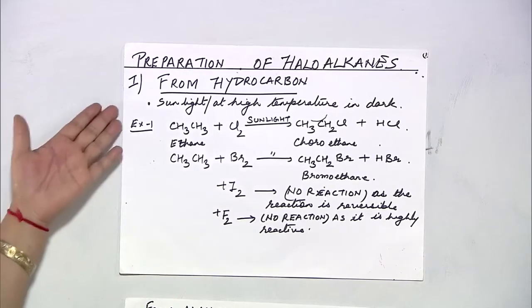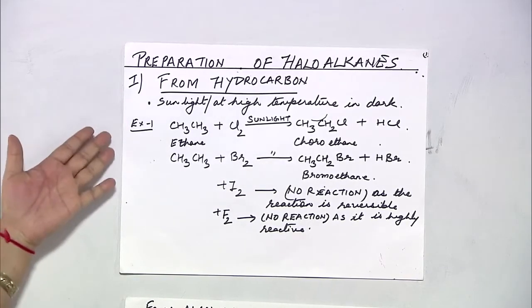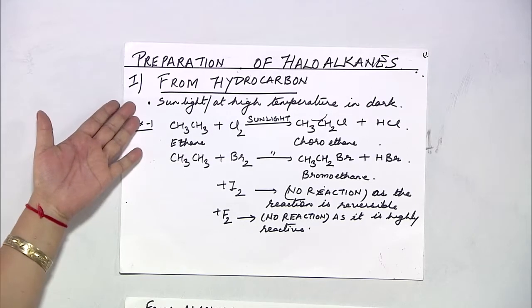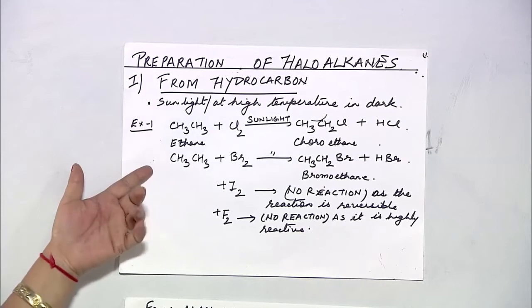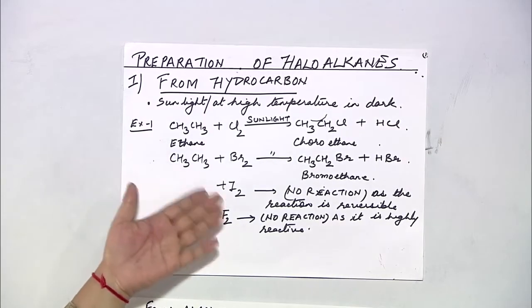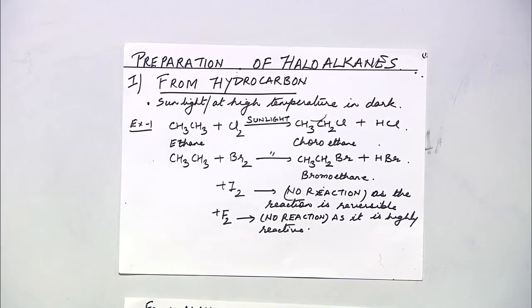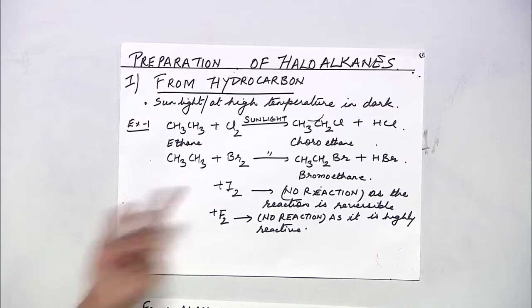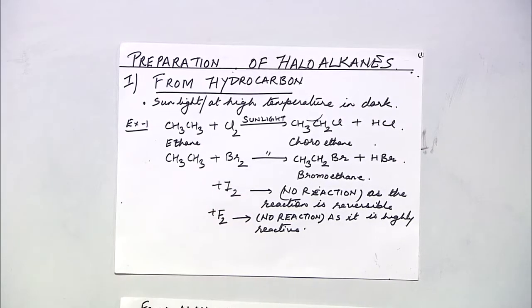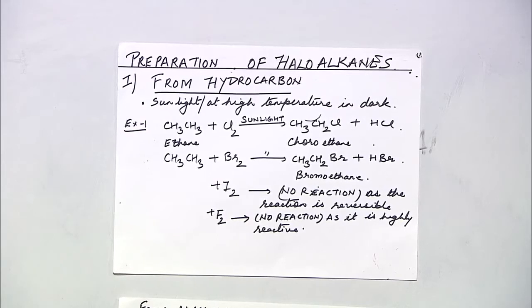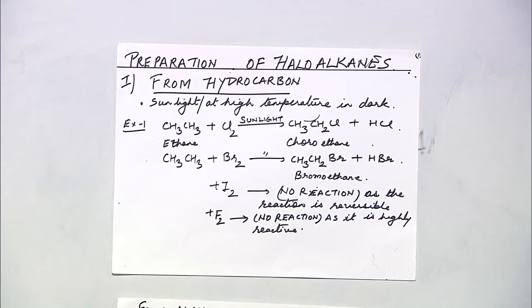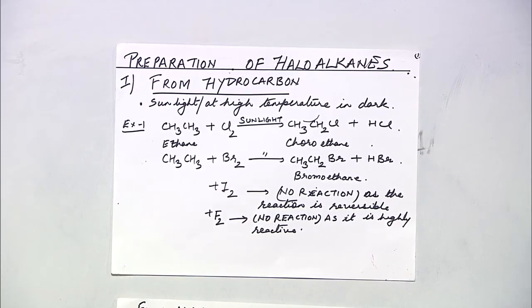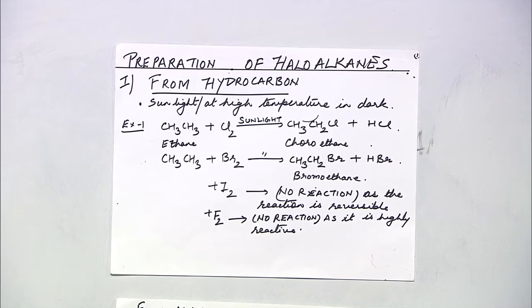Let us learn about the preparation of haloalkanes and haloarenes. As you can see from here, we can prepare haloalkanes from hydrocarbons. Here I have taken the hydrocarbon ethane reacting with chlorine in presence of sunlight or at high temperature in dark. The conditions are important to form the required or designated product. Here if you take bromine, you form bromoethane.